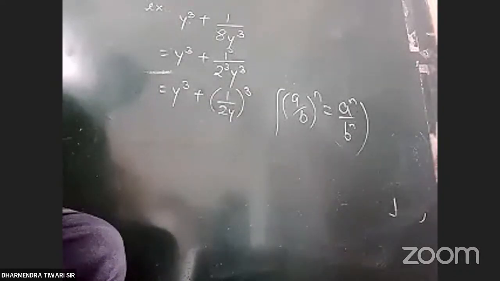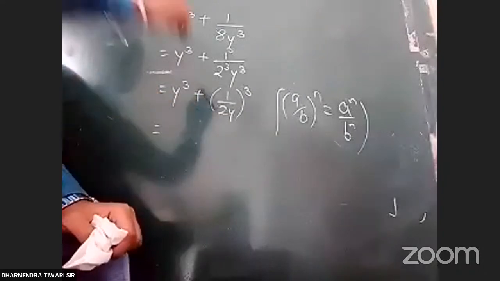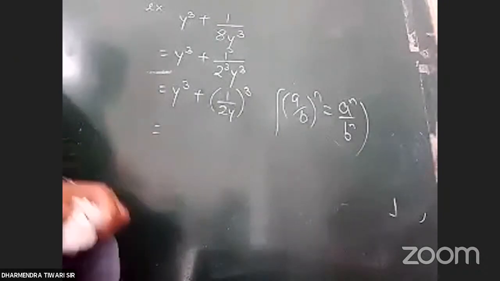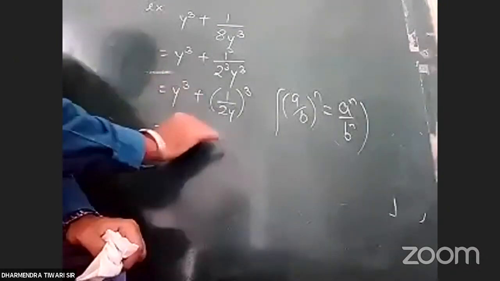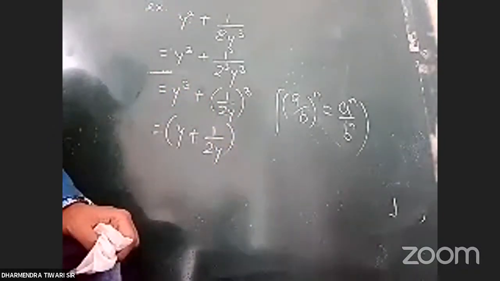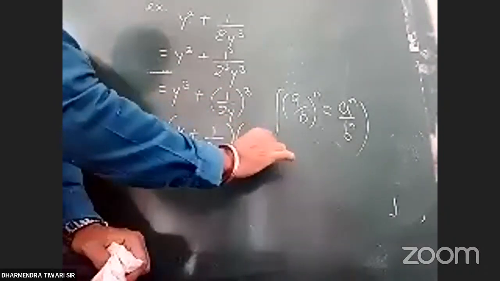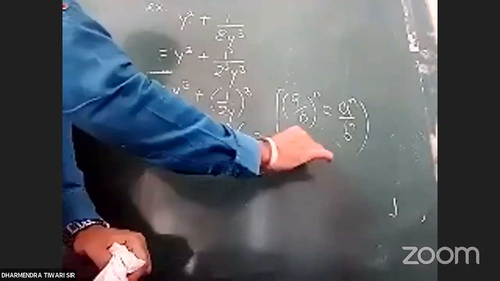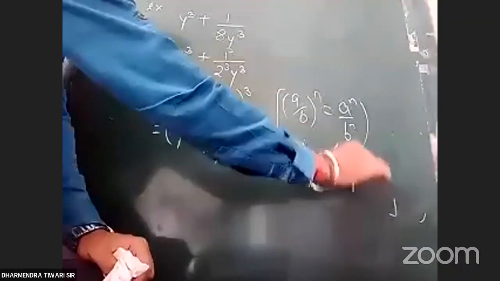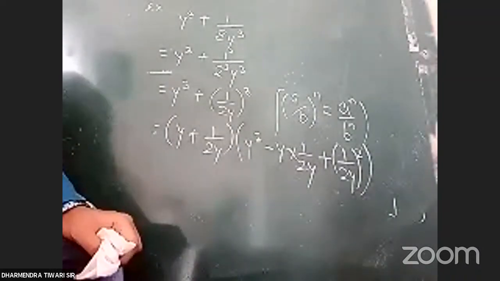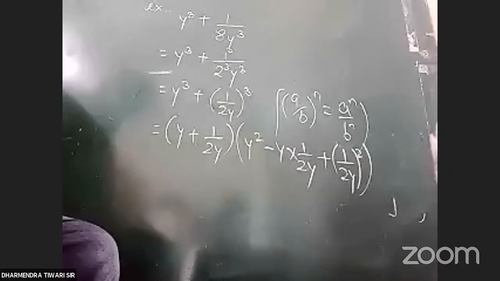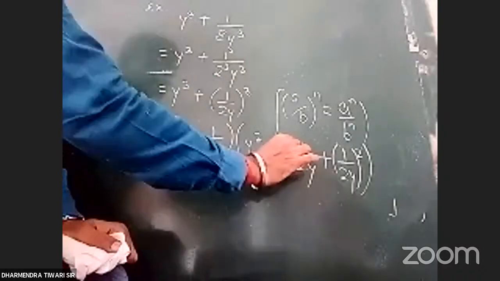So I apply this formula, you'll get this form. After this, go for the formula. What does the formula say? a plus b is y plus 1 upon 2y, into y square minus y into 1 upon 2y plus (1 by 2y) the whole square. If it is creating confusion, you can write a small multiplication sign here.